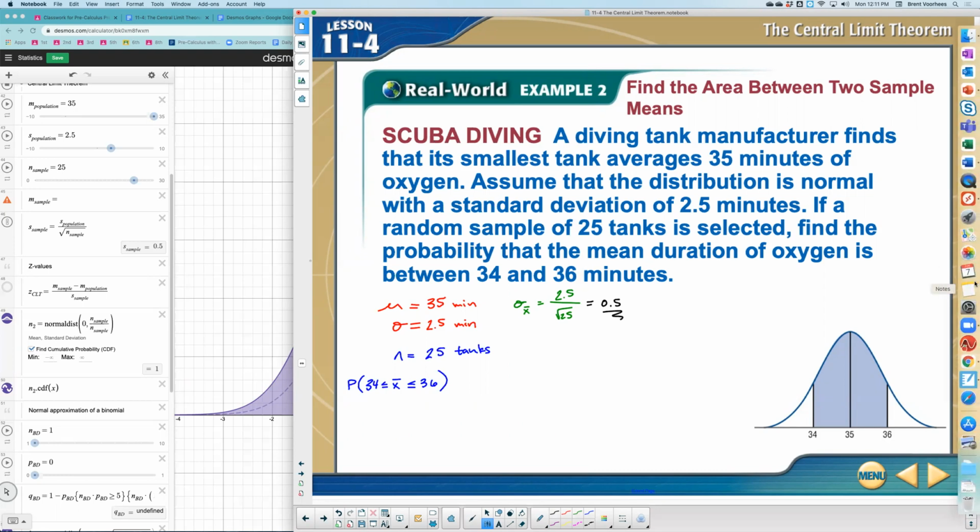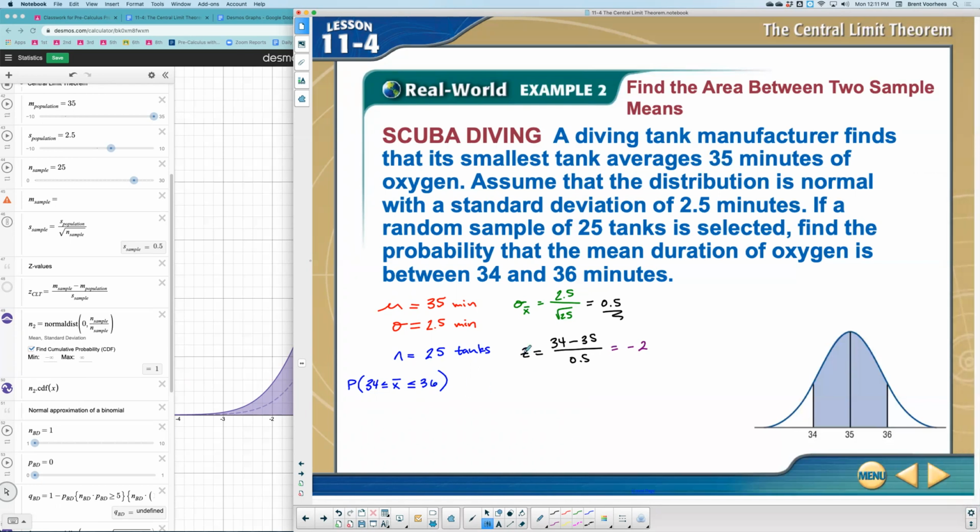And so now, if I want to find my Z value, and I'm going to have to find two Z values, I'm going to do, we'll say Z equals, what you do is you take your X bar. So I'm going to look at two different values. I'm going to look at 34 first. 34 minus the mean of 35 divided by the standard error, which is 0.5. So 34 minus 35 is -1. When you divide that by 0.5, you get -2. You can type that in the calculator if you don't believe me, but that's the algebra there.